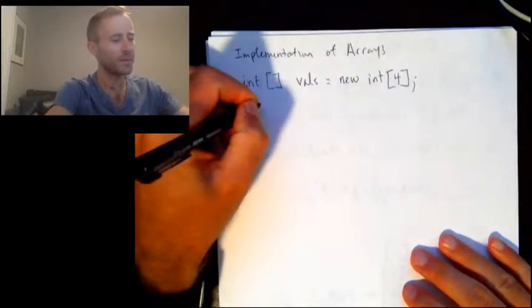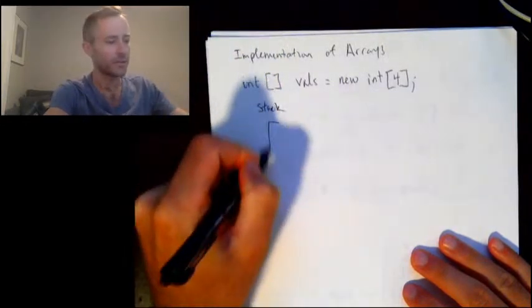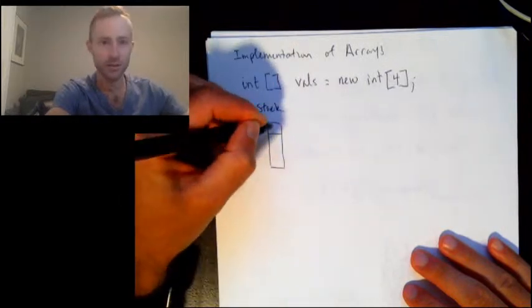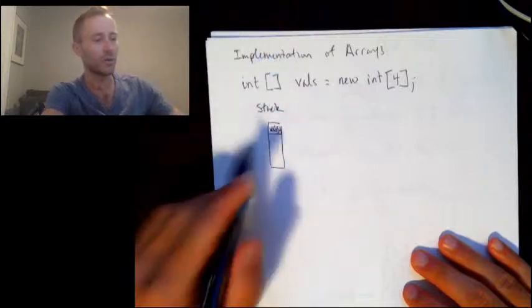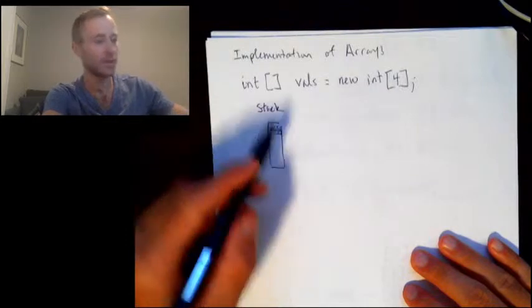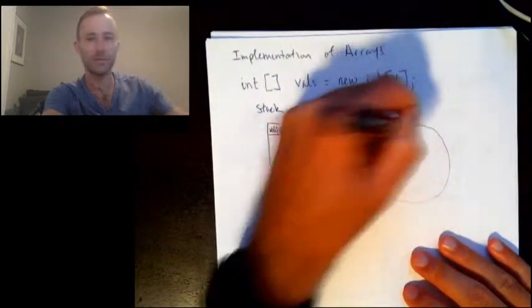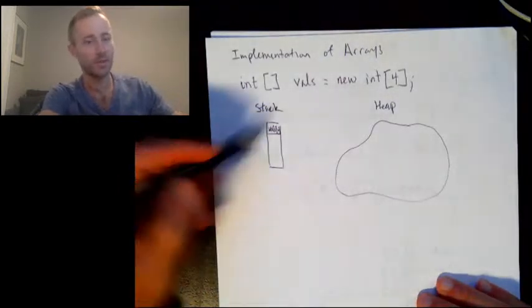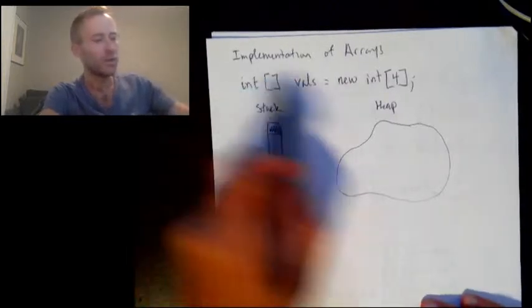so what's going to happen on the stack, remember, the stack is just all the instructions for the program, is you are going to get the memory address of vals 0. So what's stored on the stack is the memory address of the 0th element of values, okay? And then in the heap, so remember the stack is the instruction list of the program, and the heap is where the actual data is stored, okay?